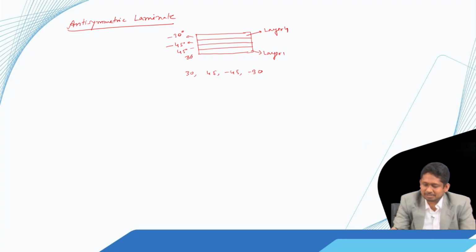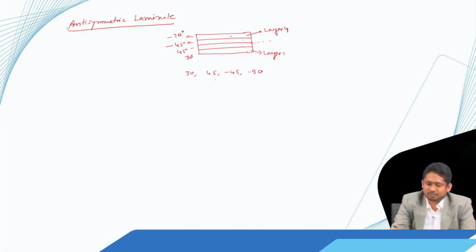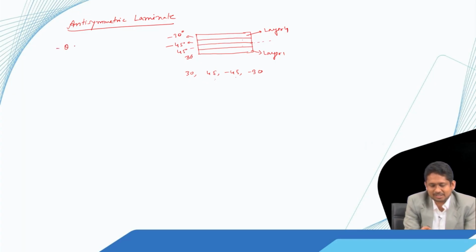Now, if we look at it with respect to this midline, that means the junction between this 45 and minus 45, if we see up we see minus 45, if we see below we see 45, just opposite of each other. Similarly, at the top we see minus 30 and we see 30 here. So, that is an antisymmetric laminate. So, we have minus theta and theta at every pair of symmetric locations.